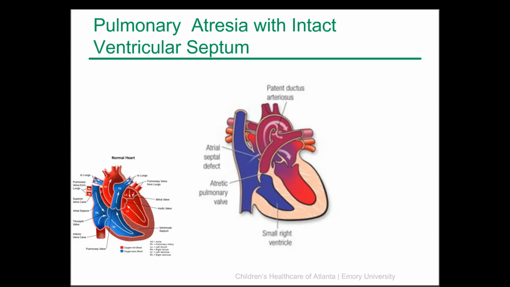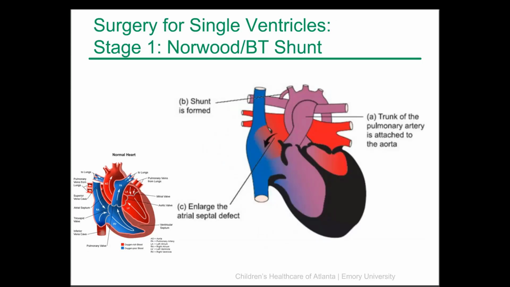So hypoplastic left heart syndrome, tricuspid atresia, and pulmonary atresia with intact septum are kind of our classic single ventricle lesions, although there are others that I'm not going to go over in this talk. And some cases of pulmonary atresia with intact septum, depending on the size of the right ventricle, can go down a two ventricle pathway. But what does going down a single ventricle pathway mean? So I'm going to go over that right now.